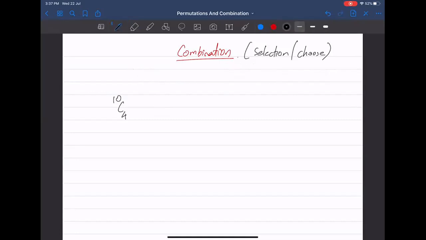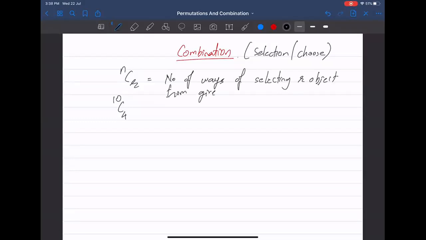Okay, so 10C4 is just the number of ways of selecting. So what is this answer? Let us write a definition, a formula definition. NCR is the number of ways of selecting R objects from given N. There the word was not selecting, there it was arranging.